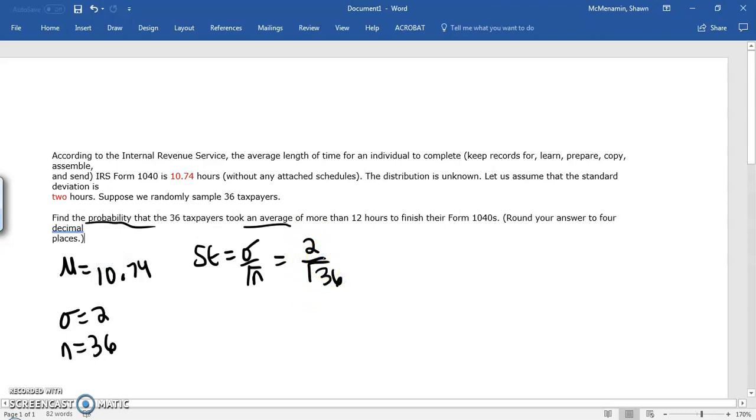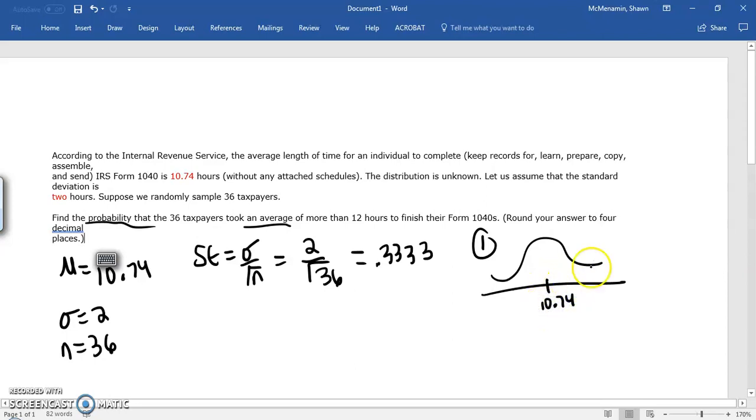Use your calculator and you get 0.33333. Okay, so to find the probability, we first graph it. So here's 10.74 in the middle, and 12 is out here, more than, so you would shade to the right.